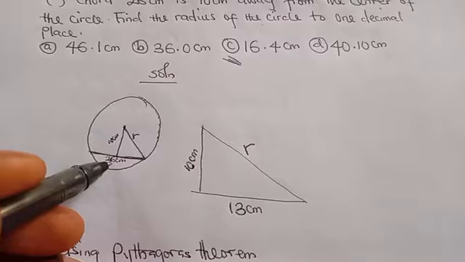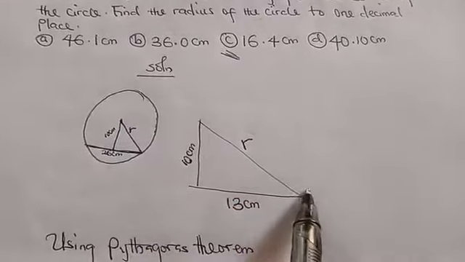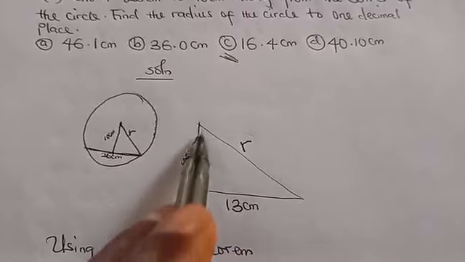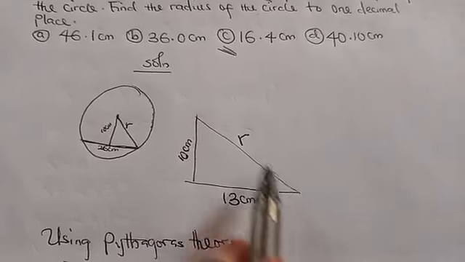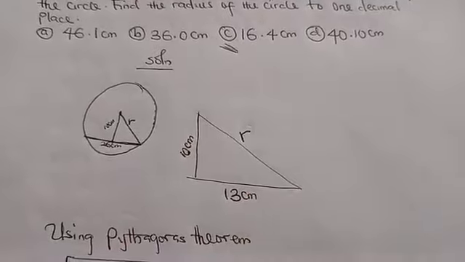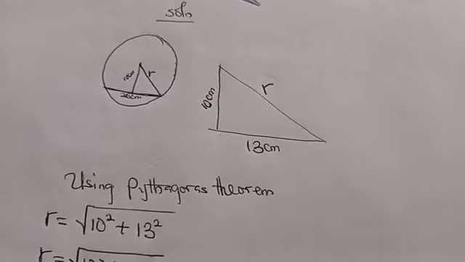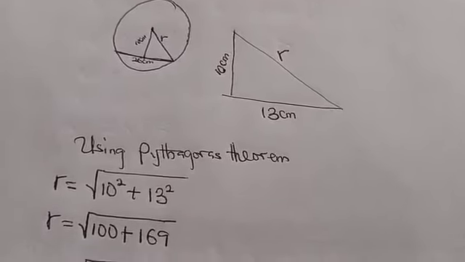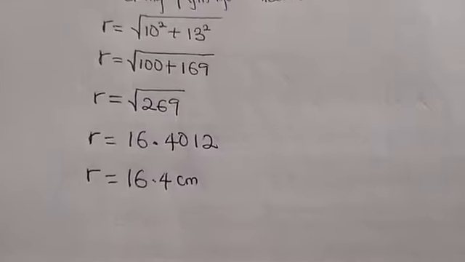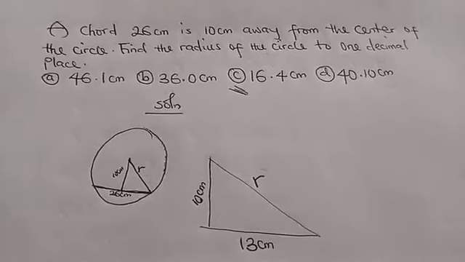So dividing this 26 by 2, we got this 13. So extracting the triangle, we have 10 on this side of the triangle, 13 on this adjacent side, and we are left with r, which is standing as our radius in that right angle triangle. From this, you'll be able to proceed to your final answer using Pythagoras theorem. So that's how we got 16.4 centimeters as the radius of that circle.